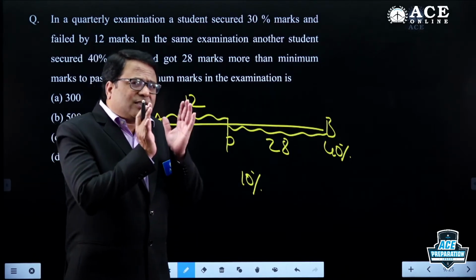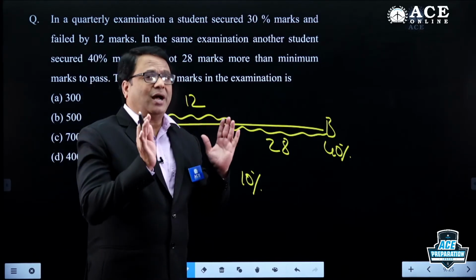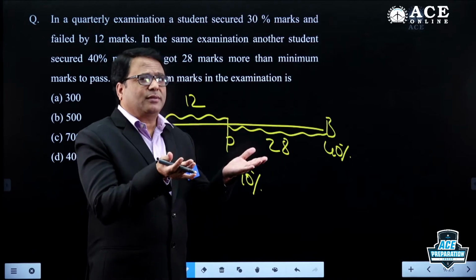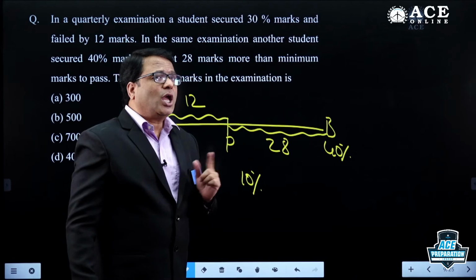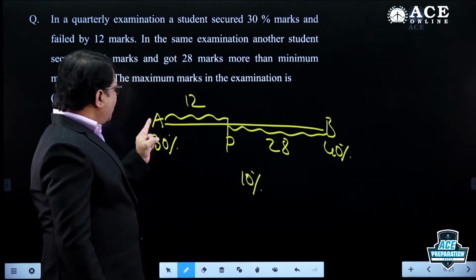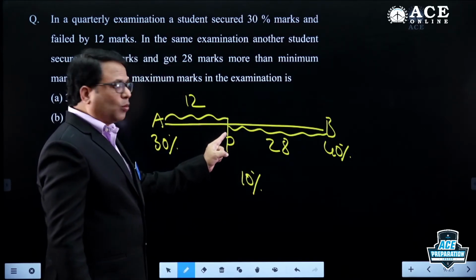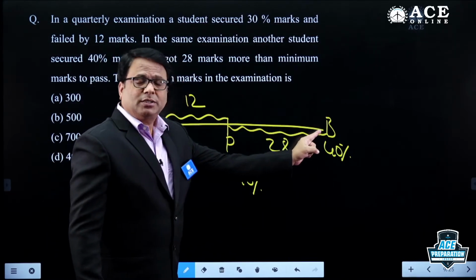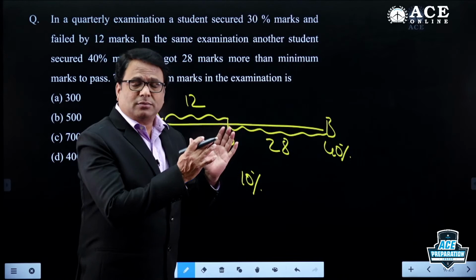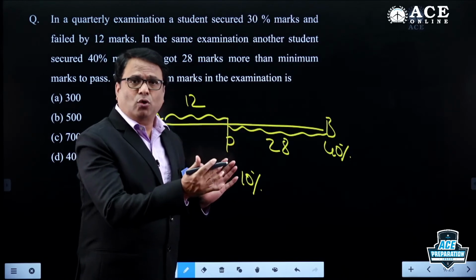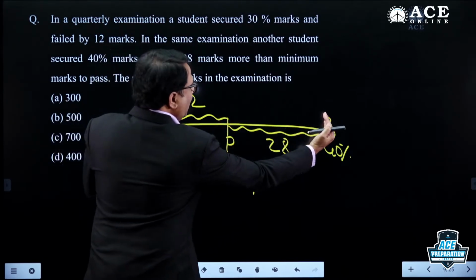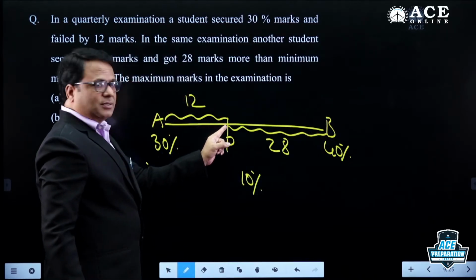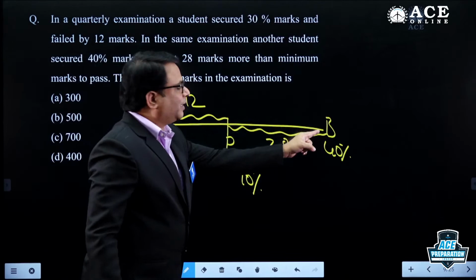But if you look at the difference in terms of marks, how much is the difference between A and B? Now the difference from here to here is 12 and the difference from here to here is 28. That means if you look at the difference in terms of scores, the difference between A and B is 40. 12 marks here and 28 marks here.